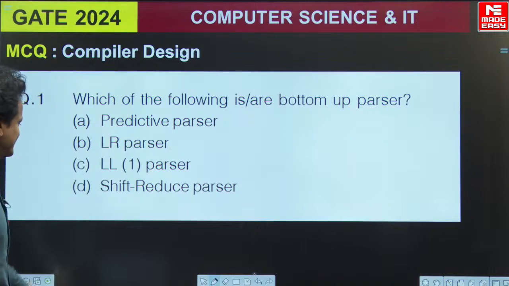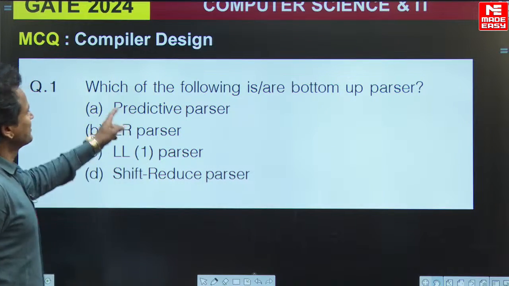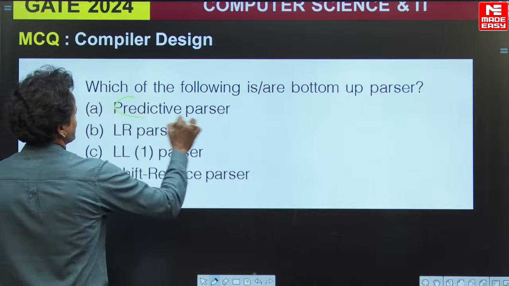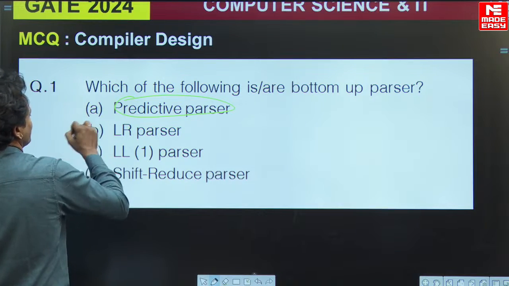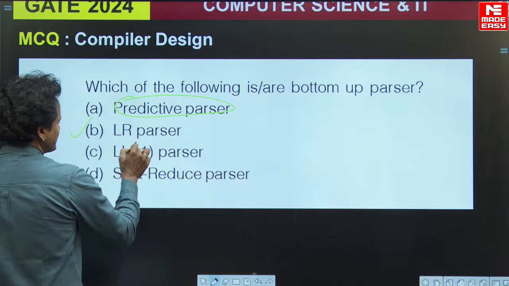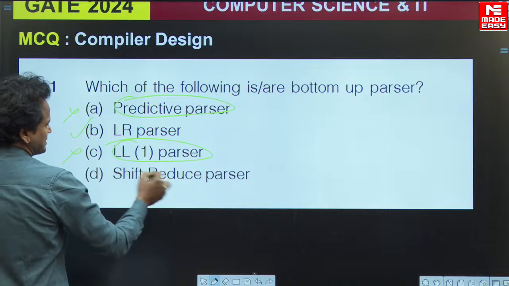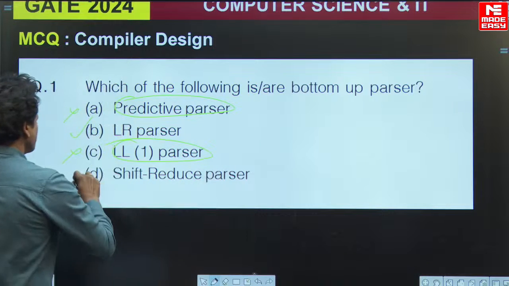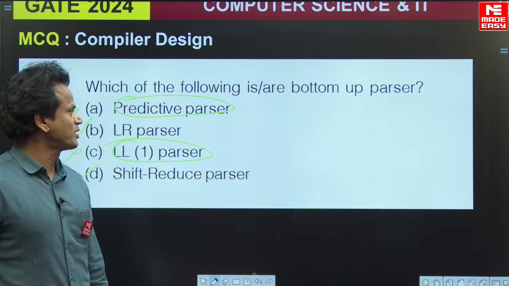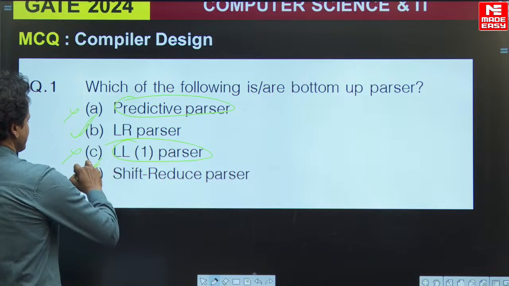Next comparison. Within seconds you can answer this question. Which of the following are bottom up parser? Predictive parser is a top down parser. LR parser is a bottom up parser. LL(1) is also a top down parser. Shift reduce is nothing but a bottom up parser. So B and D are the answer. Directly you can answer this question. Which of the following are bottom up parser? So LR parser and shift reduce, B and D are the answers.